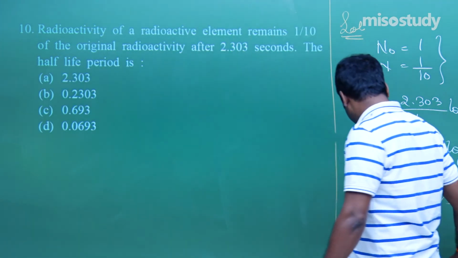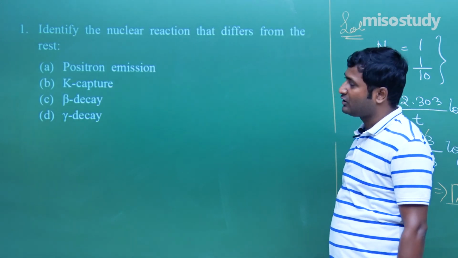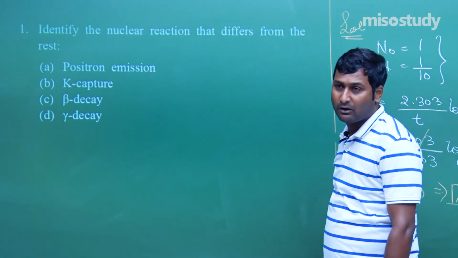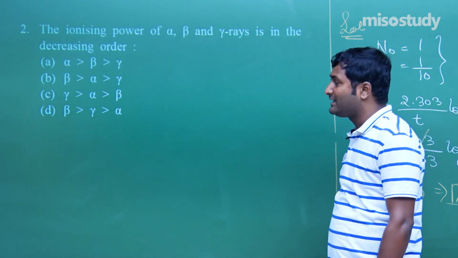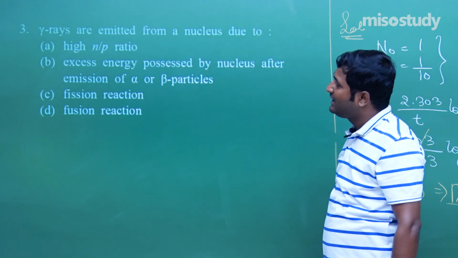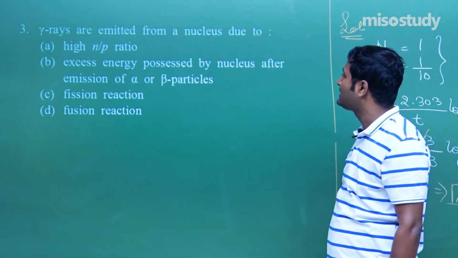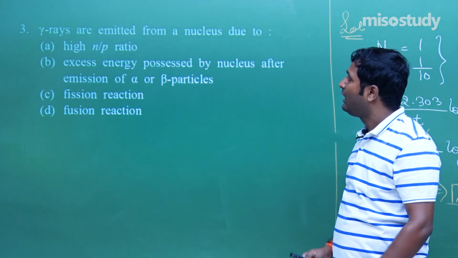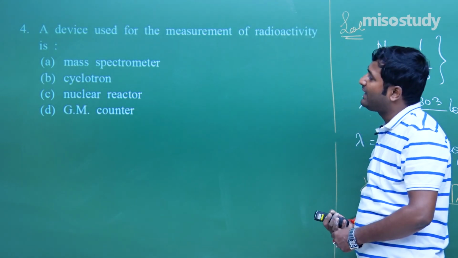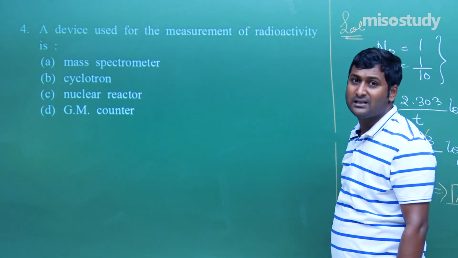Now I am going to review the questions again. Look at what the question is. The first question, what is the answer? The gamma decay, D is the correct option. For question number 2, A is the correct option. Alpha, beta and gamma. For 3, B is the correct option, excess energy possessed by the nucleus after emission of an alpha or beta particle. Am I right? For question number 4, the device used is the GM counter, so D is the correct option.